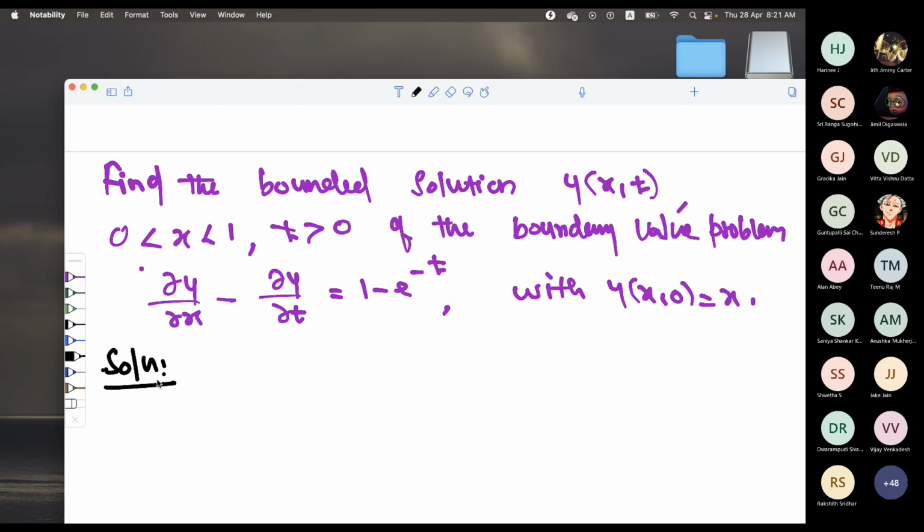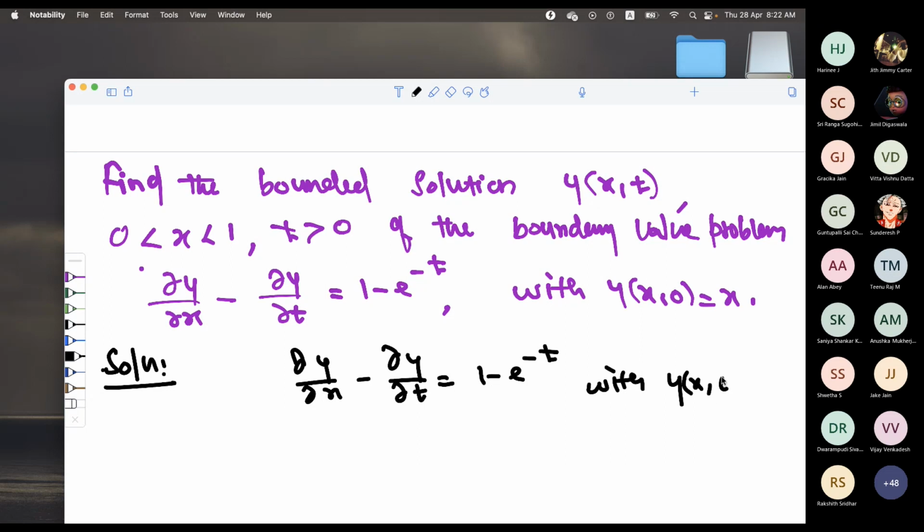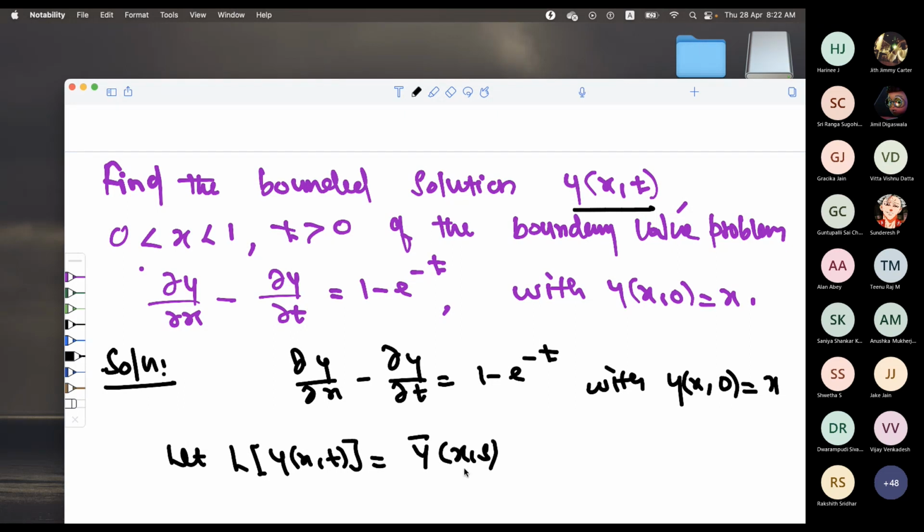Okay, sir. So what is given? It is ∂y/∂x minus ∂y/∂t equals 1 minus e raised to the power minus t, with y of x at the time t = 0 being x. This is given, 1 and 2 are given. Here we are going to assume that the Laplace transform of y of (x, t), where y is a function of x and t only, will be written as y bar of (x, s).